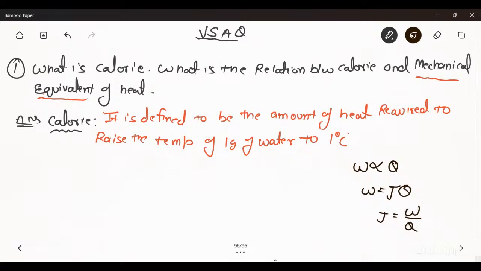So the relation between the calorie and the joule is 1 calorie equal to 4186 joule per kg per Kelvin. This is the value of 1 calorie. This is the relation between calorie and mechanical equivalent of heat.